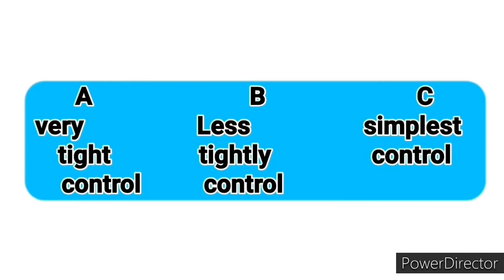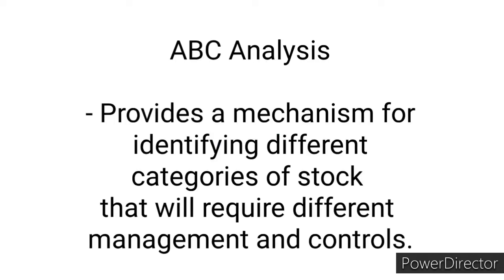The items in category A are those items with very tight control and accurate records. In category B are those with less tightly controlled and good records, while in category C are those items with the simplest controls possible and minimal records. In other words, the ABC analysis provides a mechanism for identifying different categories of stock that will require different management and controls.